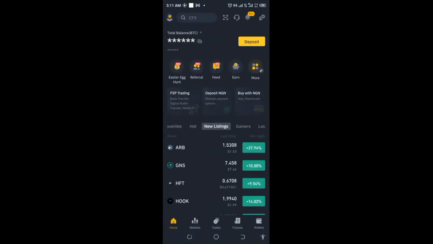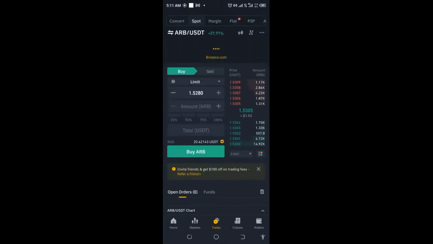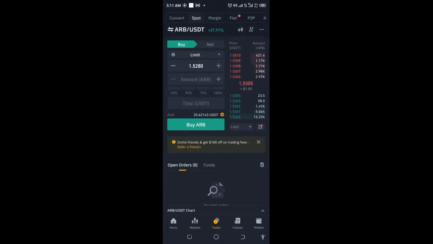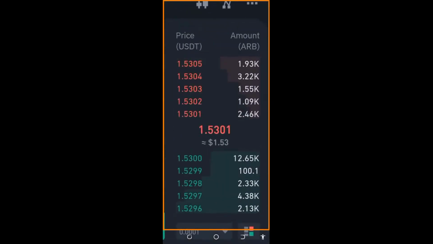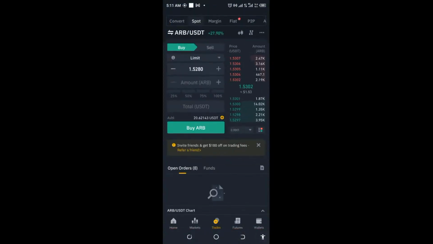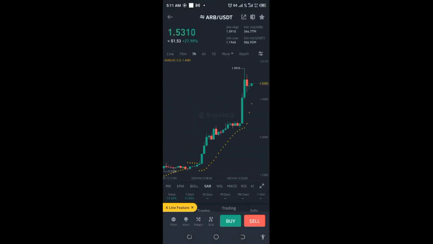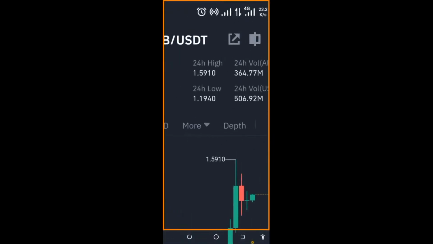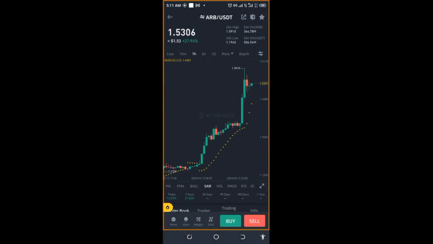Let's go back in here. As you can see, looking at it, it's still pumping. And look at the order book. You can see that it's still very alive and very active. These are the things you need to make sure exist when you're doing your spot trading. Let's look at the 24-hour high. The 24-hour high is $1.59. The 24-hour low has shifted upwards to $1.19. Just pick a very good middle space, not the extremes, and then make sure that you work with your target.